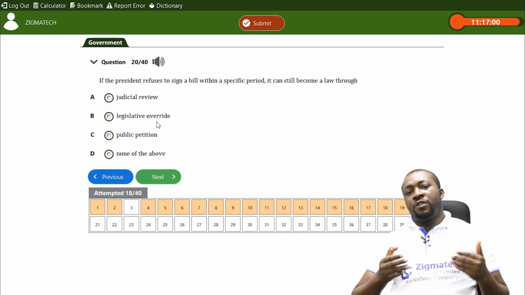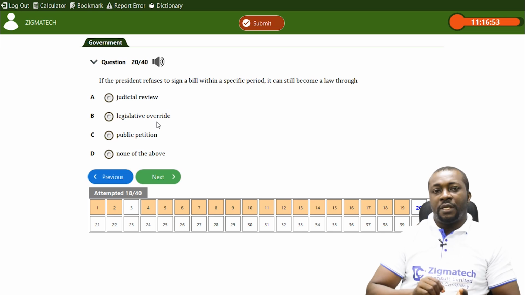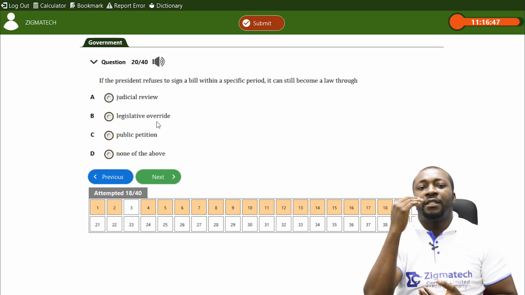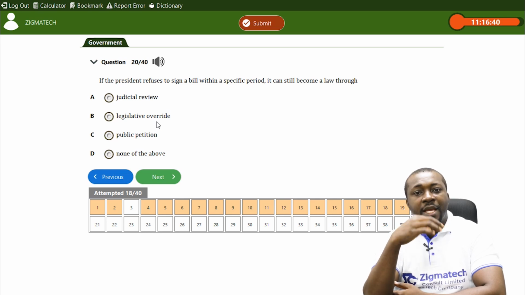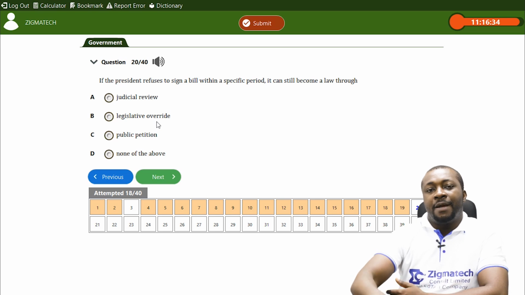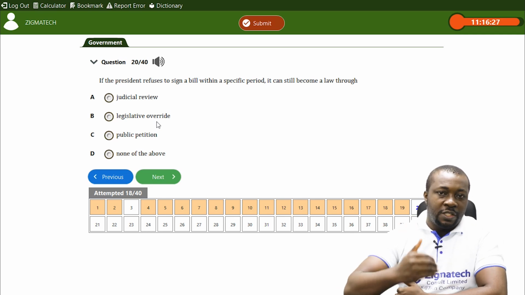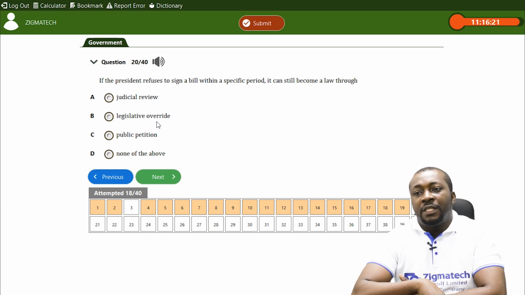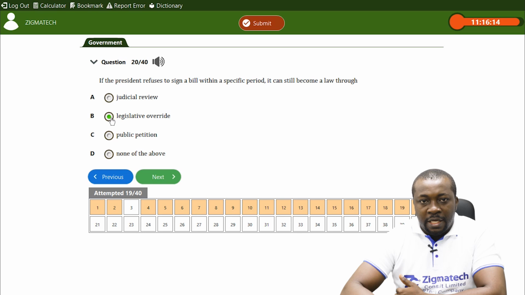Like in Nigeria, the constitution states that if the president refuses to give assent, that is, refuses to sign a bill, and after 30 days does not communicate to the National Assembly why he cannot give assent, the legislature can, through a two-third majority vote, pass that bill to become a law without presidential assent. That majority vote to pass a bill without presidential assent is what we call legislative override. So B is the option.